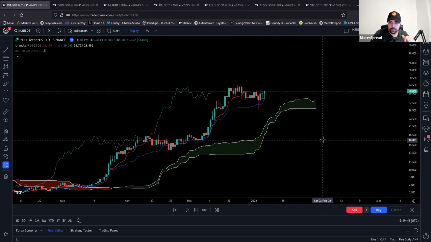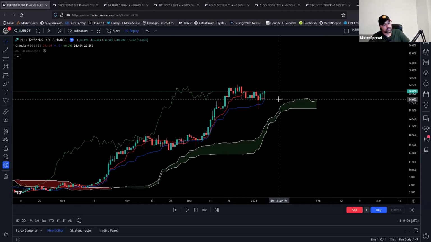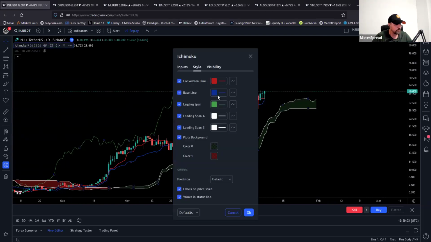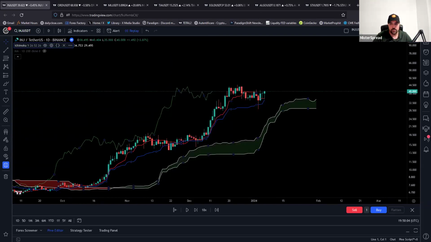You can try an algo. Yes, we will. But let's finish on this. Okay, so we said the next important factor was the distance between the baseline and the price. Okay. You know what? Let's just stay on Injective for now. The conversion line. So let's go on Ichimoku. Okay, we went on Injective just to show.